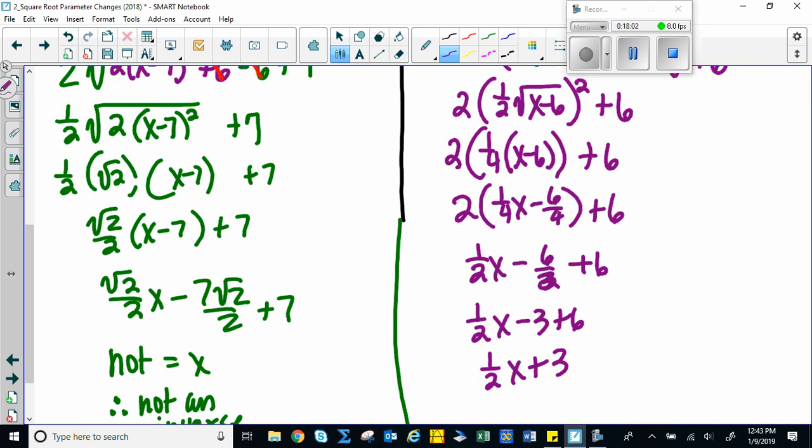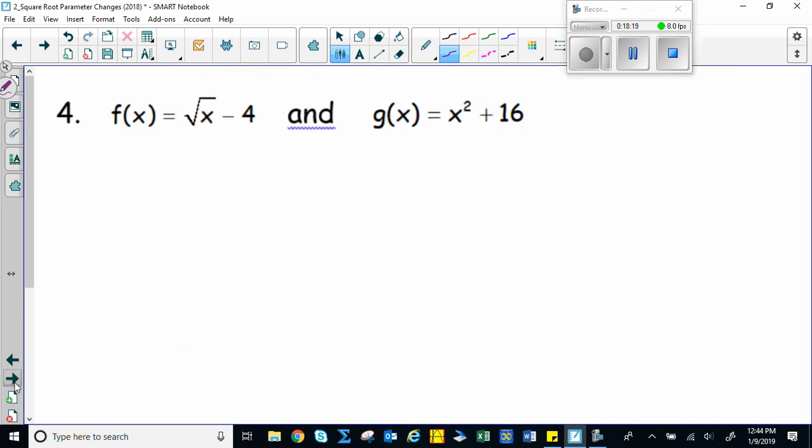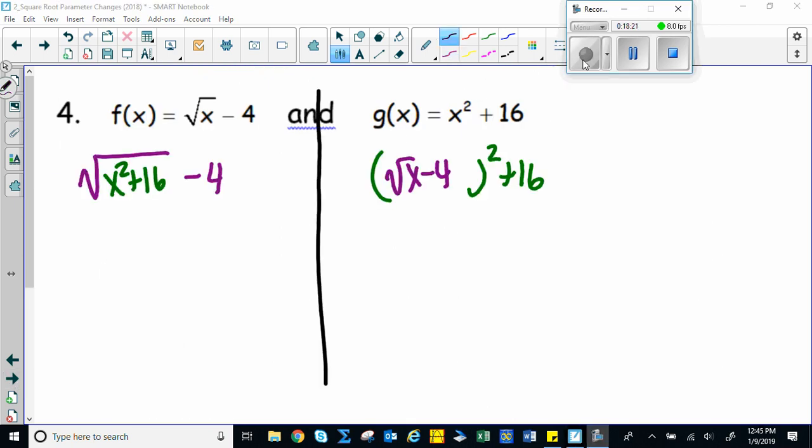Okay, when I'm asking you to verify inverses, the one thing you cannot do is just find the inverse and say, oh, no, that doesn't match. You have to verify through composition of functions. All right, let's check the next one. Take a second and set that up for me.